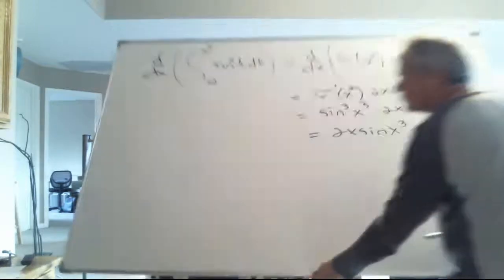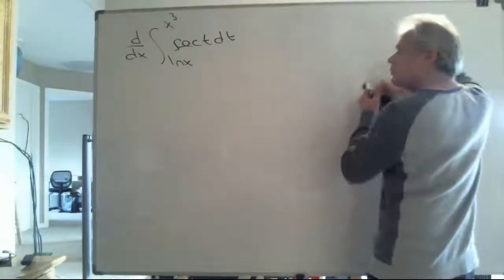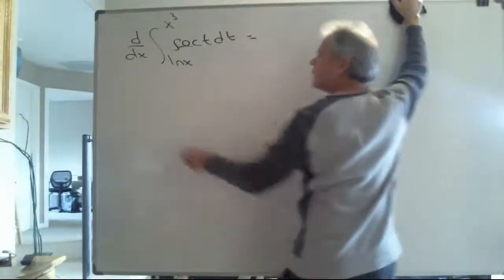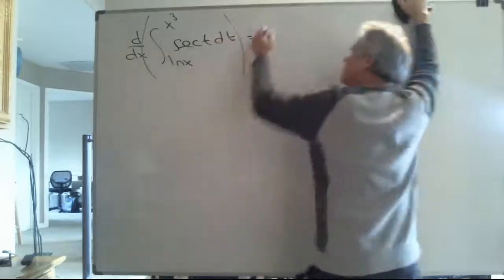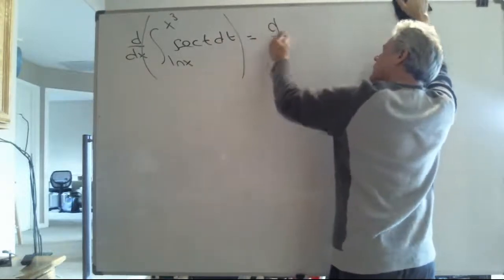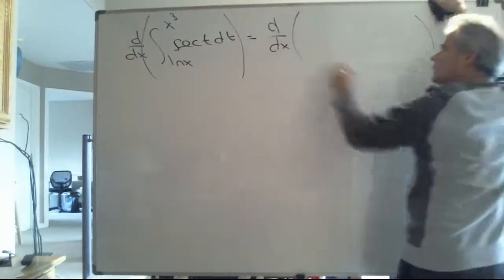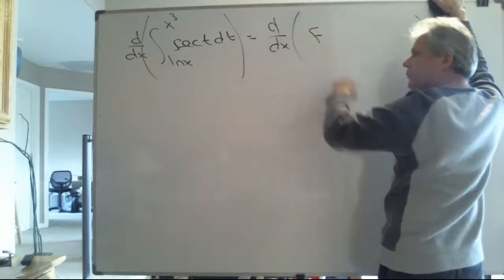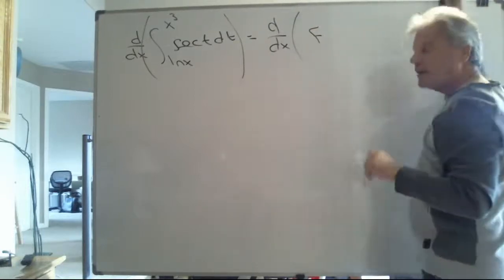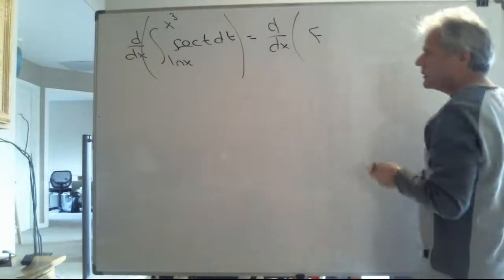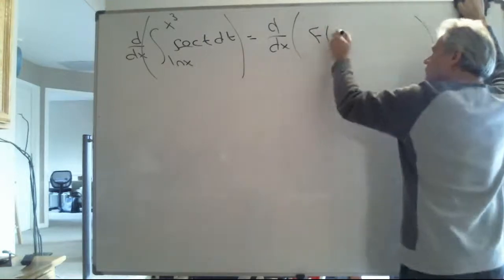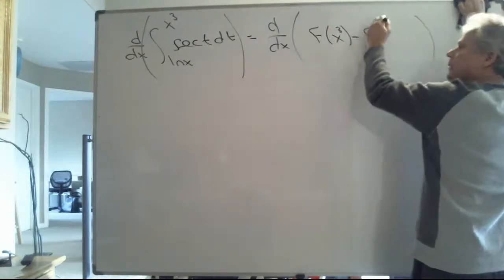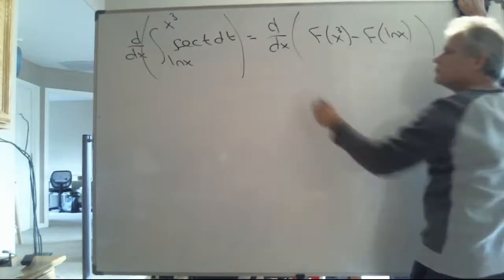Let's do that again. Let's make it slightly more complicated. Here too, if you so choose, we can forget about the differentiation process initially. And let's talk about what's inside the parentheses. Is some function big F whose derivative is the secant function. I'll enunciate. Evaluate the upper bound minus evaluate the lower bound.